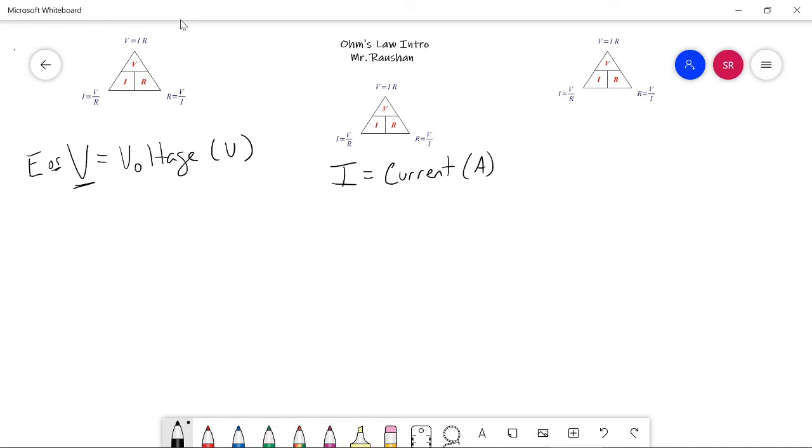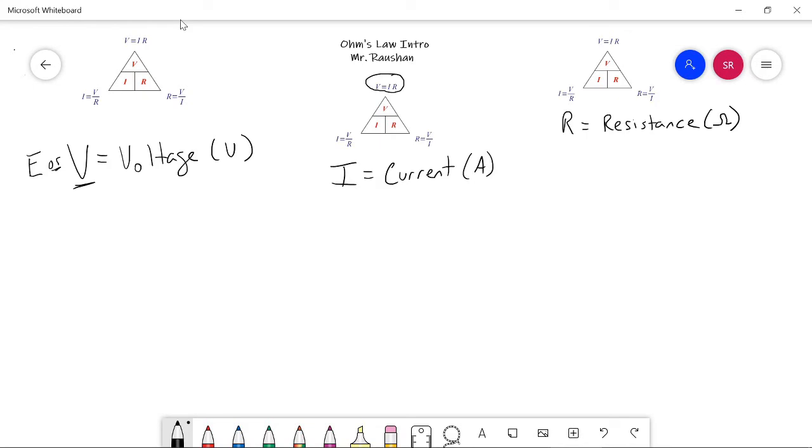And finally, you have resistance. R is for resistance, and as you might have guessed, in honor of George Ohm, the unit for resistance is ohms. Now each of these variables has a formula. The main formula is really here, and the other two formulas are derivatives of the main formula.